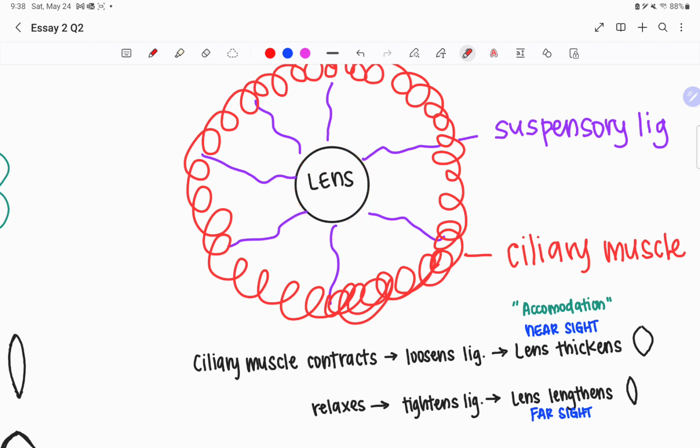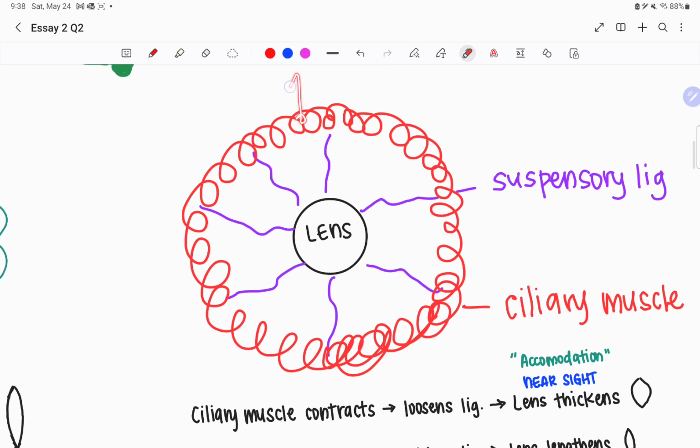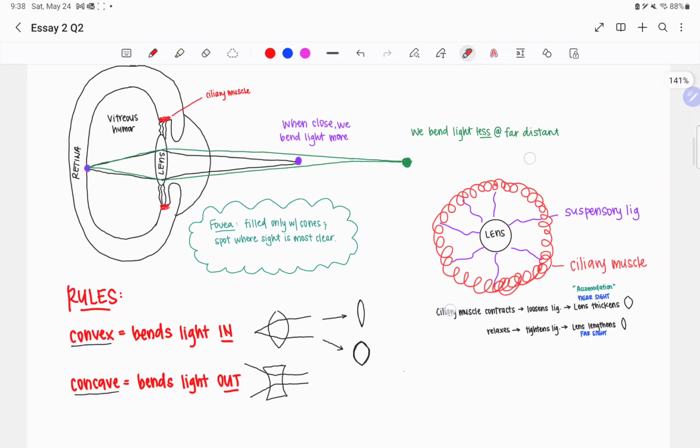Now when we're looking at something far away, the ciliary muscle relaxes, and then it pulls on these suspensory ligaments. And so then it causes our lens to lengthen, or to get thinner. All right, and so then light doesn't have to be reflected so much. Right, and so that's how it would look. So that's kind of how our eyes and our lens work.